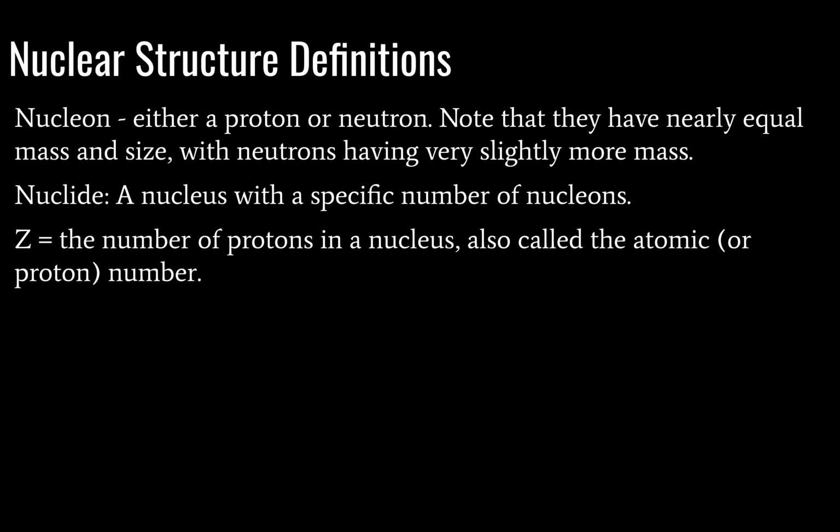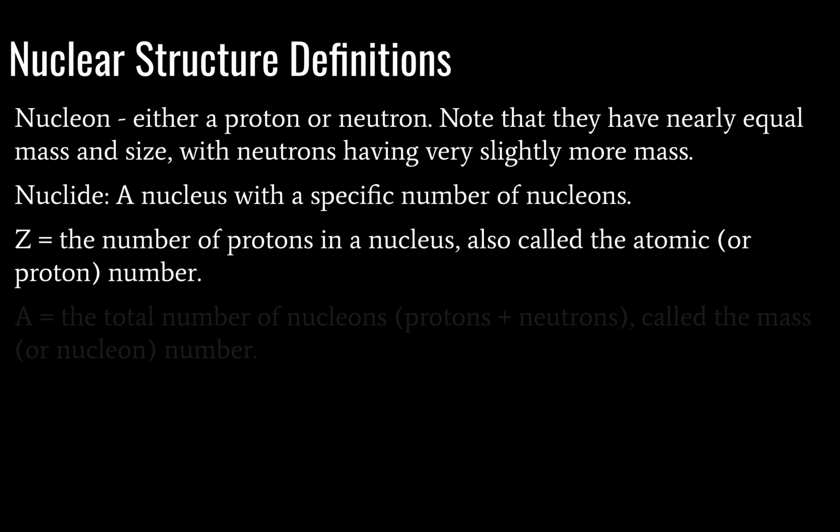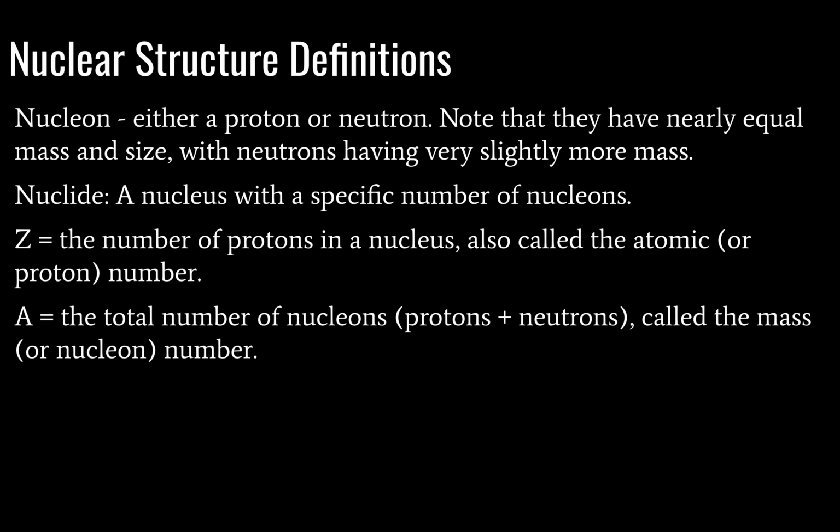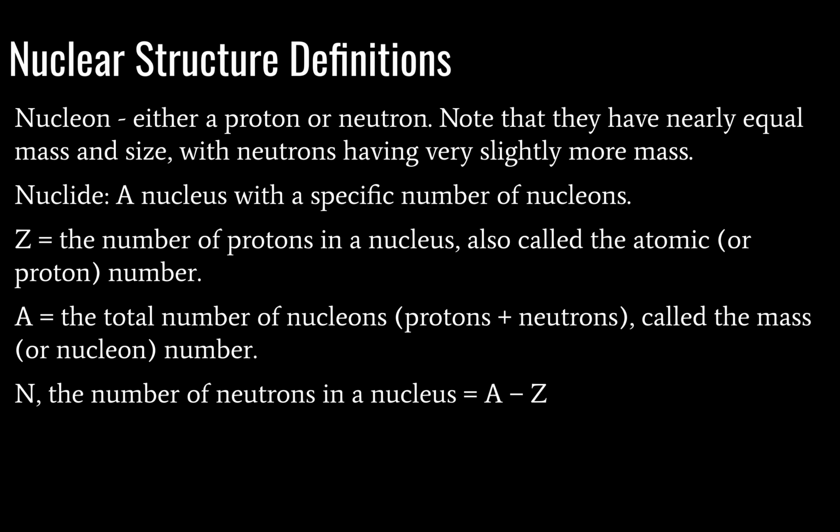Z is equal to the number of protons in a nucleus, and you may have heard this referred to as the atomic or proton number. A is the total number of nucleons, meaning both protons and neutrons in a nucleus, and this is called the mass or nucleon number. N is the number of neutrons in a nucleus, and this is equal to A minus Z, which of course is the mass number minus the number of protons.